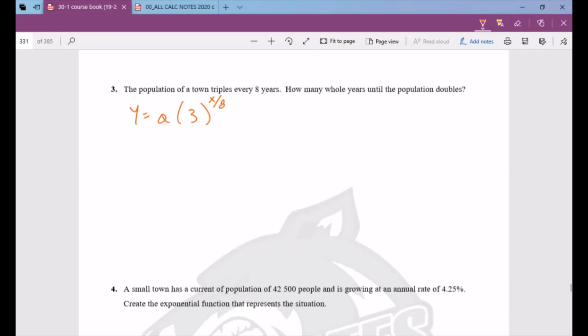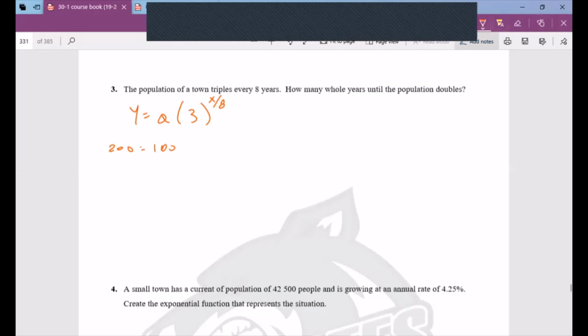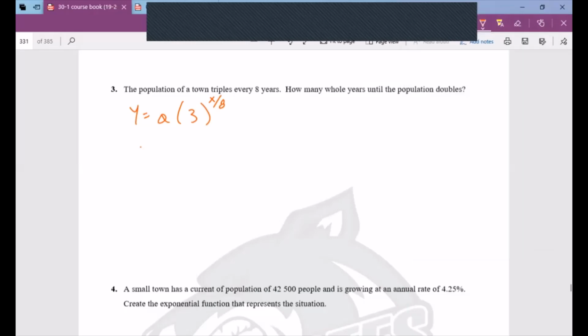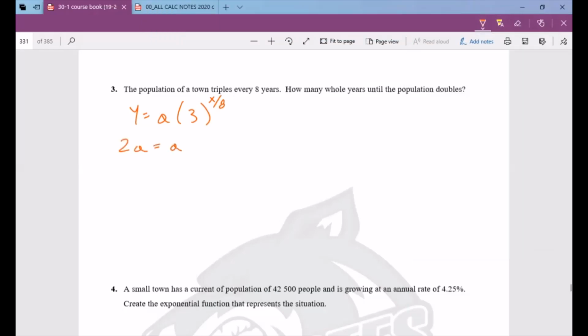We can do this a few different ways. You can assume that it starts with 100, we end up with 200. Think of it that way. You can think of it as if the population is a million, then it doubles to 2 million. But if you're wanting to do this algebraically, we could do this by calling the initial amount A, and we end up with 2A eventually. 2A is equal to A times 3 to the x over 8.